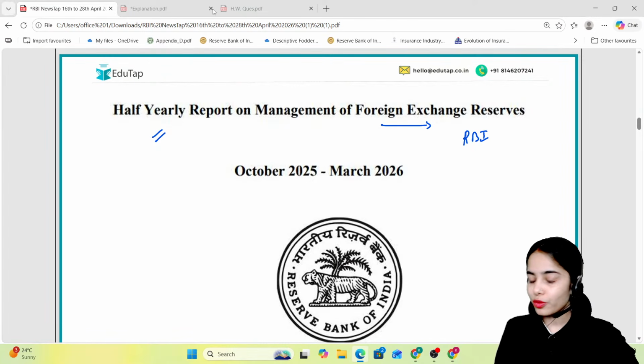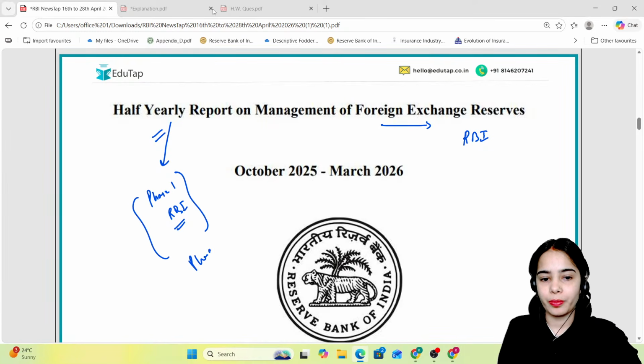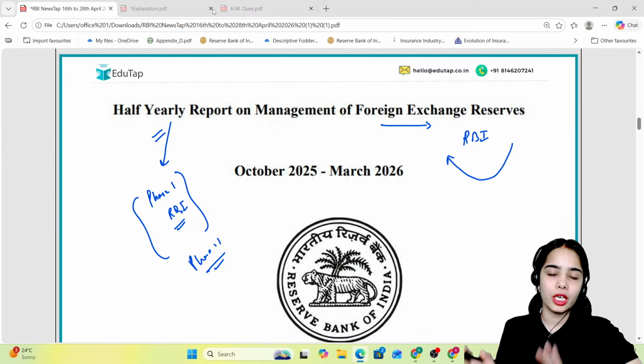Okay, so first of all, I hope I'm clearly audible and visible, and this is a very important report of the Reserve Bank of India because previously we have seen questions from this report in phase 1 of the RBI Grade B examination, as well as questions that can also come in phase 2. Various important data has been discussed in this report and it is released just before the examination, so this becomes very important.